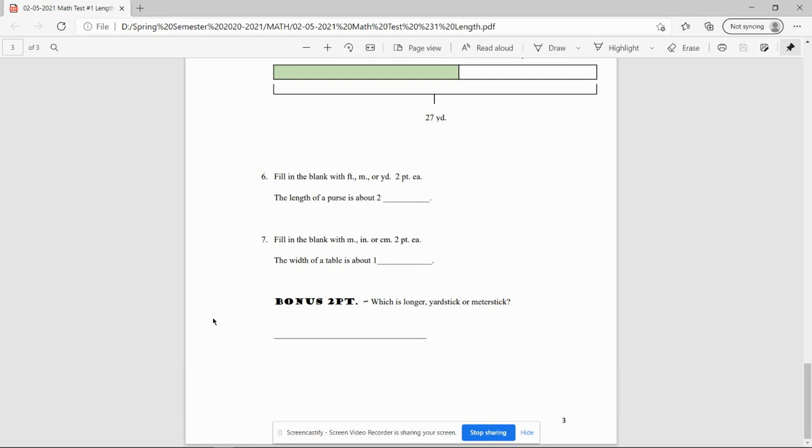And you guys have a bonus, a 2-point bonus. And it says, which is longer, yardstick or meter stick? And you're going to write your answer here in the blank space. So if you guys have any questions about the test, please let me know, okay? I will be available.